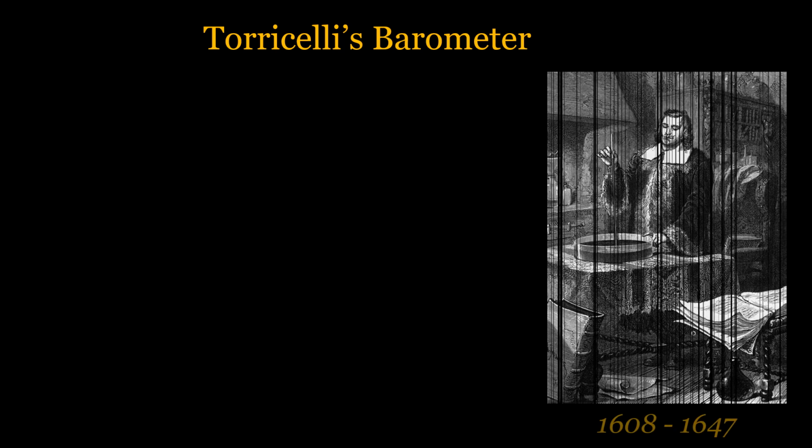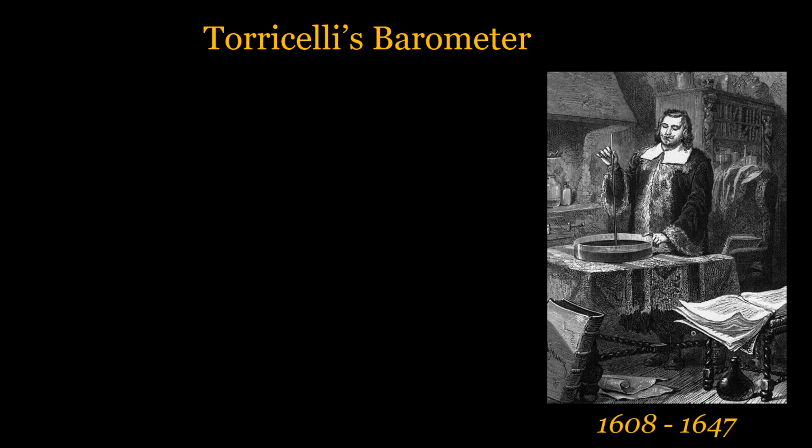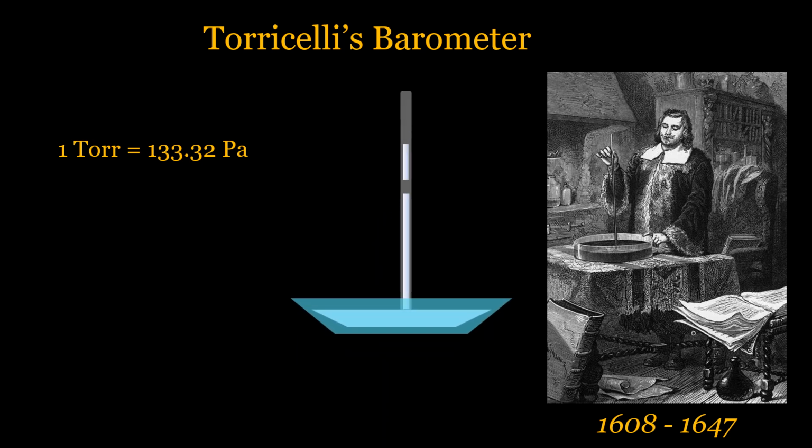Torr is also a unit of pressure, which is named after Torricelli, the inventor of the earliest barometer. Barometers are devices used to measure pressure. 1 torr equals 133.32 pascals. Let's see how pressure is measured by Torricelli's barometer. Torricelli's barometer has a tube filled with mercury, which is 13 times heavier than water. Torricelli placed the inverted tube in a basin of mercury that caused some vacuum in the tube, and some mercury was left over in the tube.